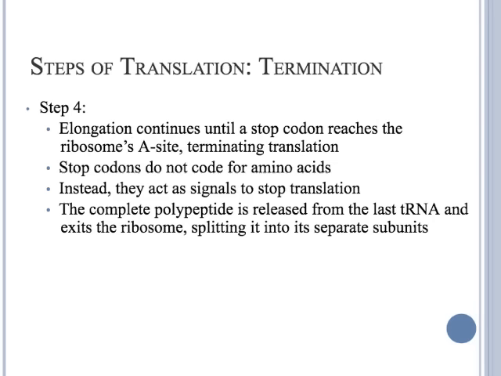Then finally, the last step of translation is termination. Elongation continues until we reach a stop codon. Stop codons do not code for amino acids, so once I get here, there's going to be no tRNA with an anticodon that will bond with my stop codon. This tells the ribosome that we're done translating, allowing the mRNA to leave, the protein to leave, the ribosome to split up, and so on.